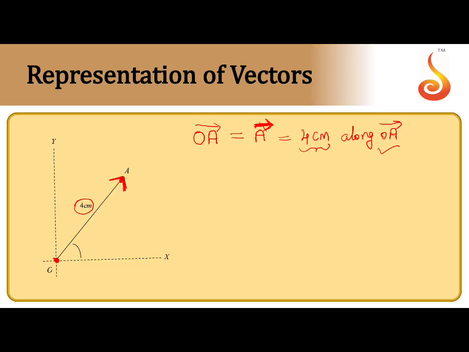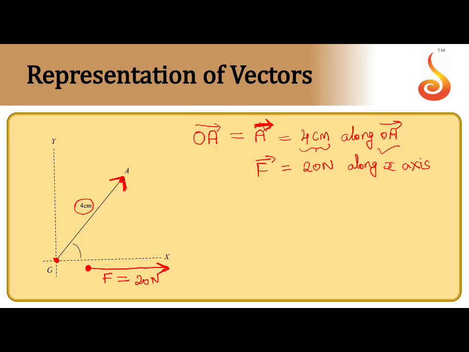Suppose I push a body in this direction with a force equal to 20 Newton. Then force is a vector quantity. To represent that, force vector is equal to 20 Newton along x-axis. This is how we represent the vector. In the force vector, this is the initial point, the arrowhead is the terminal point.